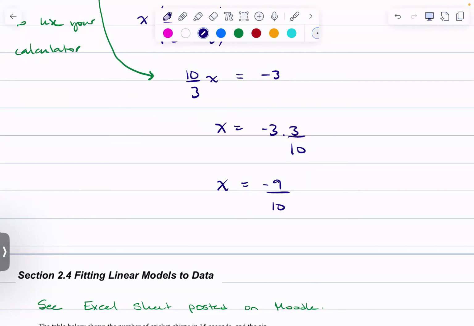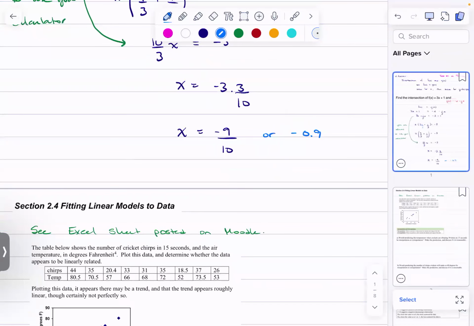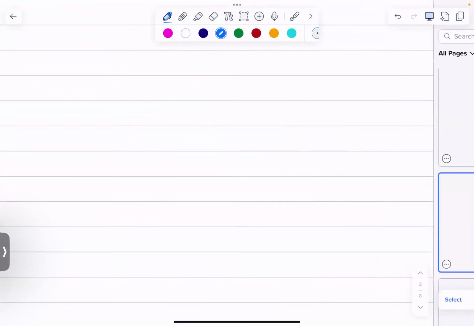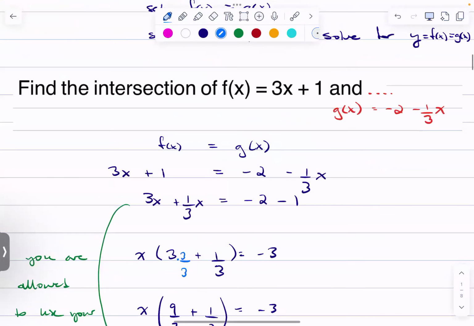Does it make, or negative 0.9? If x is negative 0.9, let's add a page here. We can solve for y, right? The intersection is a point, right? An xy point.